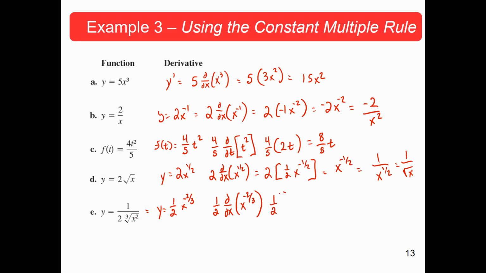So that's going to be 1/2 times negative 2/3 x, subtract 1. So negative 2/3 minus 3/3 will be negative 5/3, which is going to be equal to, the 2's will cancel. I still have negative 1/3 x to the negative 5/3, which is negative 1 over 3 cube root of x to the 5th. Since this is a 3 and this is a 5, I can pull 1 out. This is going to give me negative 1 over 3x cube root of x squared.